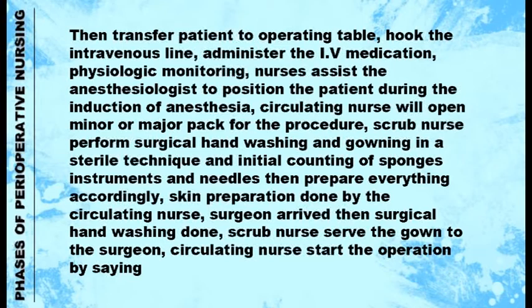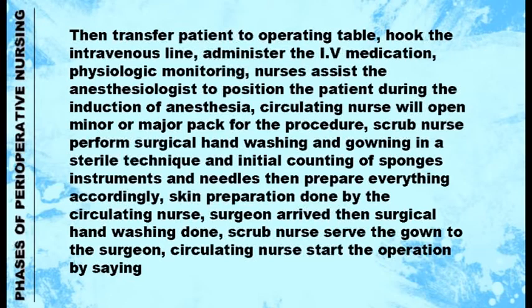The circulating nurse will open a minor or major pack for the procedure. The scrub nurse performs surgical hand washing and gowning in a sterile technique and the initial counting of sponges, instruments, and needles, then prepares everything accordingly. Skin preparation is done by the circulating nurse. The surgeon arrives, then surgical hand washing is done. The scrub nurse serves the gown to the surgeon.